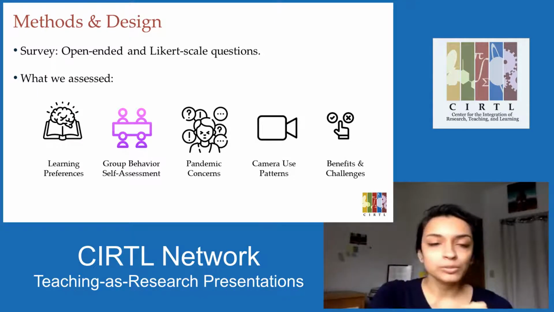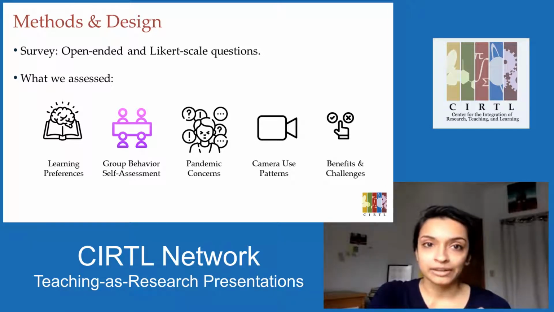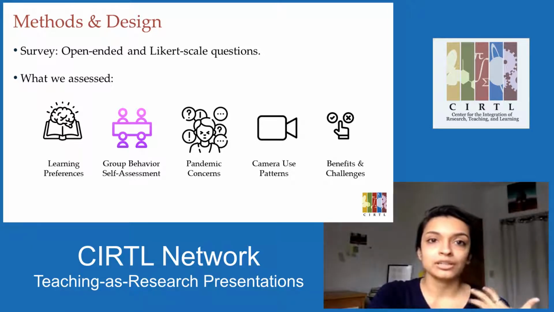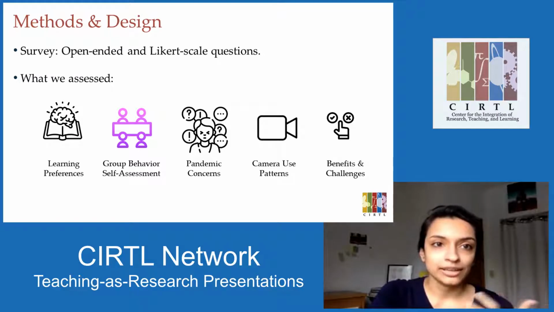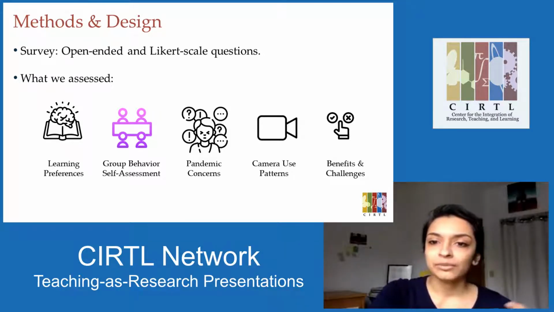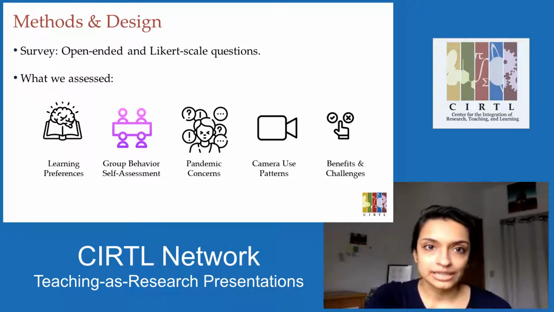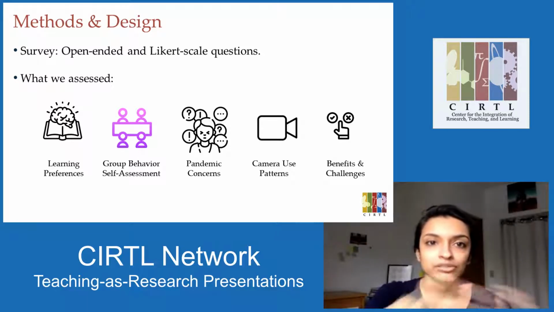For the online only group, we had questions about camera use patterns. How frequently did they use their camera? What were the reasons why they didn't use their camera, and so on. And finally, we had some open-ended questions where students could tell us about the benefits and the challenges of their chosen modality.